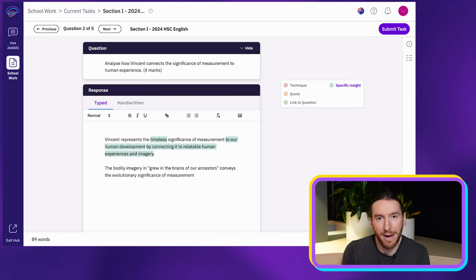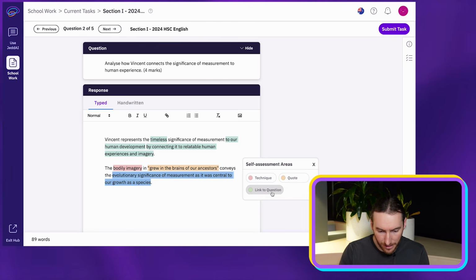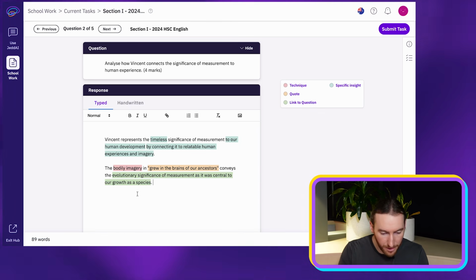And now that we've said the main thing, which is that it's got an evolutionary significance, we do need to say how or what we mean by that. So it's good to break it down a little bit further here, because otherwise it might be a little bit superficial and not quite get the mark. So it conveys the evolutionary significance of measurement as it was central to our, again, we don't want to keep saying development. We said human development, so let's just say growth. You just look for synonyms, don't want to be repetitive, of course. Our growth as a species. Okay, great. It's still not that crazy long a sentence, is it? A lot of people write way too much. So we've got our quote, and then we've got the clear link to the question, especially with evolutionary. Great, let's go to the next one.